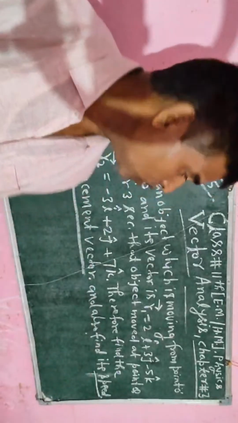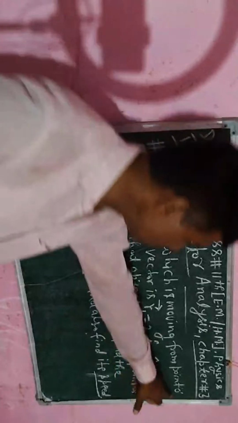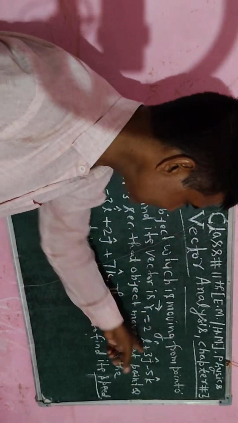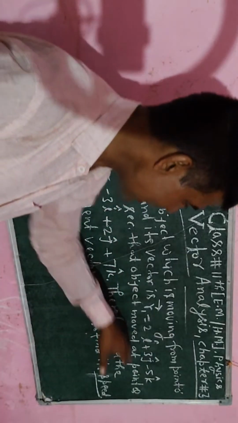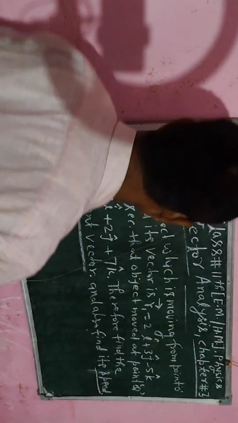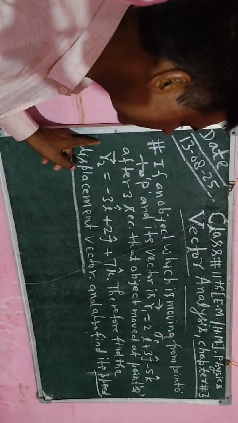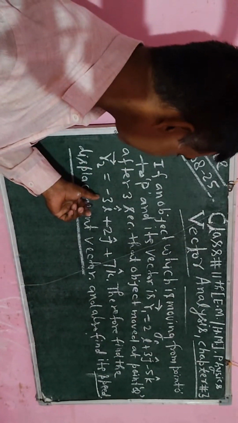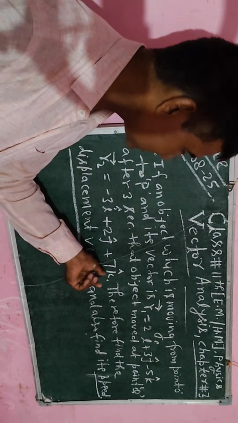of speed. Okay, here one object is moving from the point O to the point P. After moving, its vector is written like this. Now after 3 seconds, that object has moved to point Q. So the position vector of the point O to Q will be R2, and its value is written as minus 3 vector i cap plus 2 vector j cap plus 7 vector k cap.